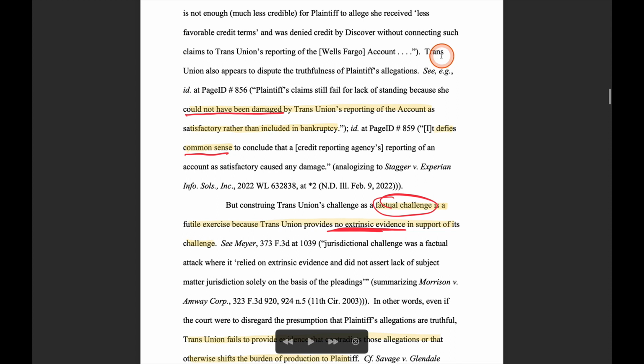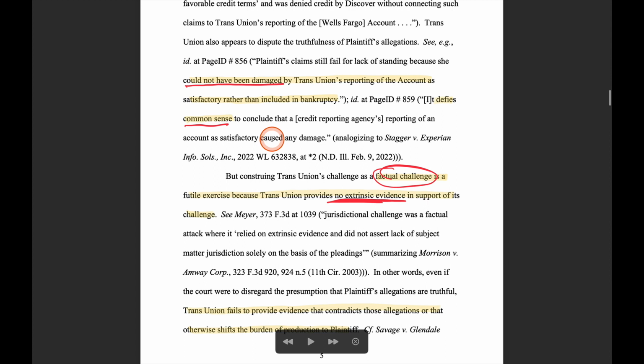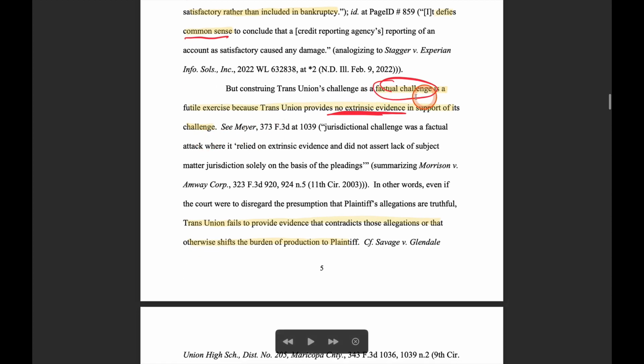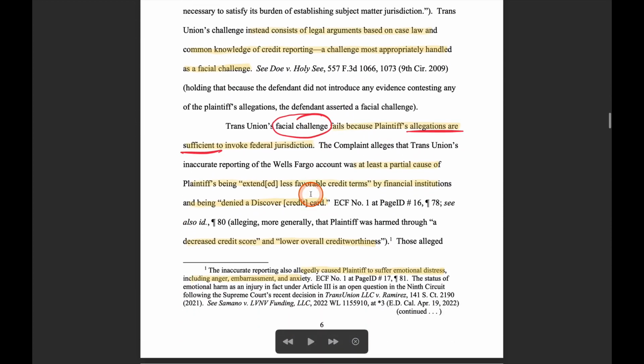So here we have TransUnion also appears to dispute the truthfulness of the allegations because they say, well, you could not have been damaged by this. It defies common sense to conclude that this caused any damage. And the argument here is they said, well, we actually made your credit reporting better than it would have been. And the judge says, but doing this factual challenge where you argue against what the plaintiff put in the lawsuit, that fails because you didn't provide any extrinsic or outside evidence. So that's no good.